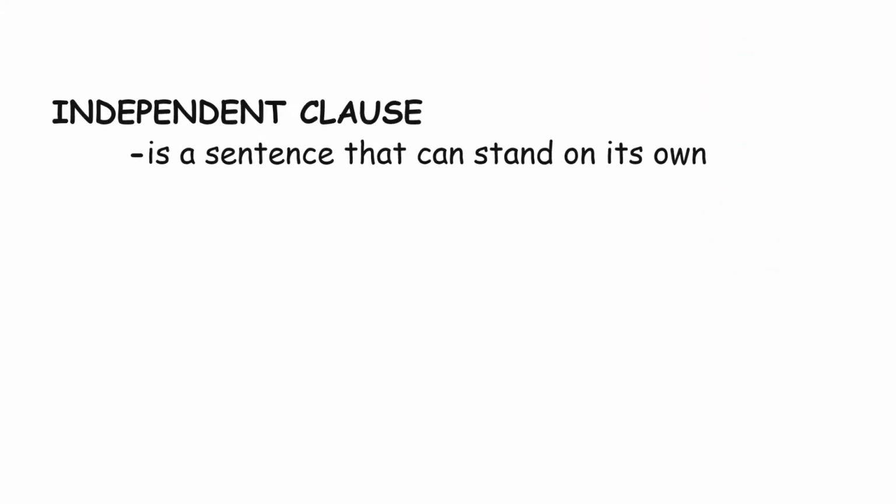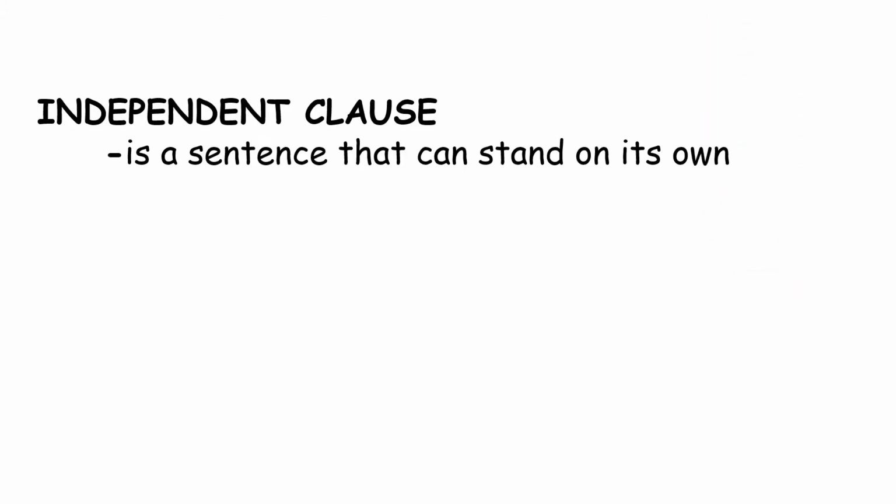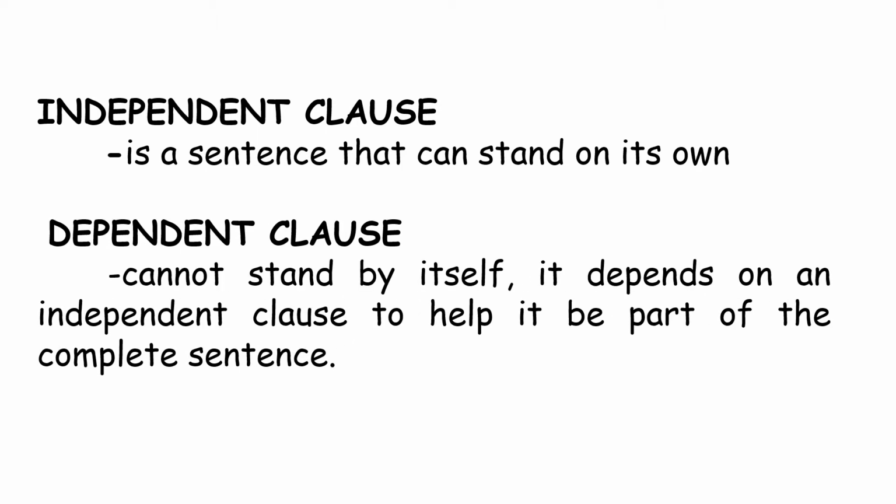We have learned that an independent clause is a sentence that can stand on its own, while a dependent clause cannot stand by itself. It depends on an independent clause to help it be part of the complete sentence.